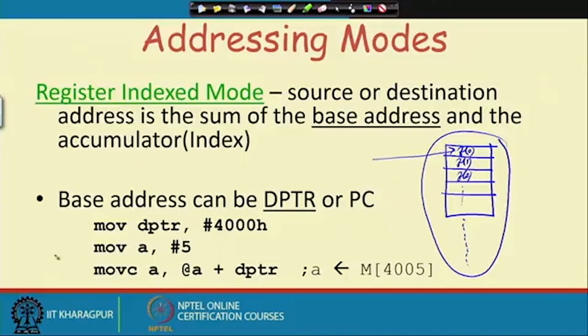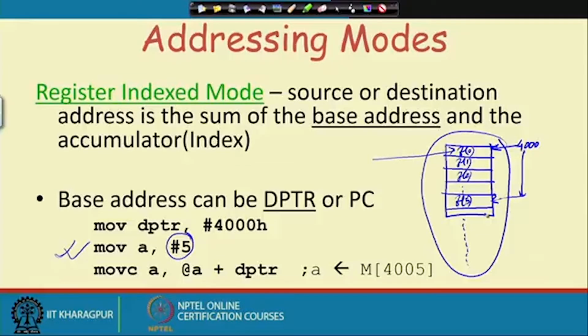Now, in this particular example, what is it doing? Suppose this is stored from the external memory location 4000 onwards, so 4000, 4001, like that. We are trying to access the fifth value, f5. With this 4000 we add 5, so that it comes to this particular address, and then MOVC A, @A+DPTR.